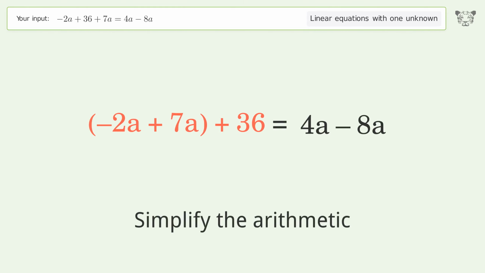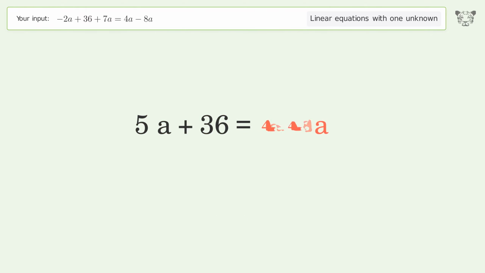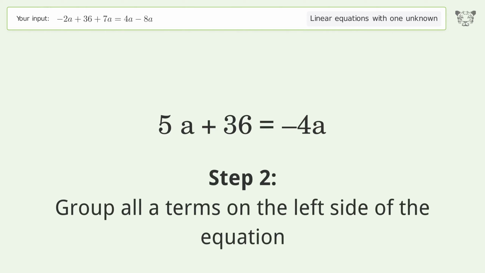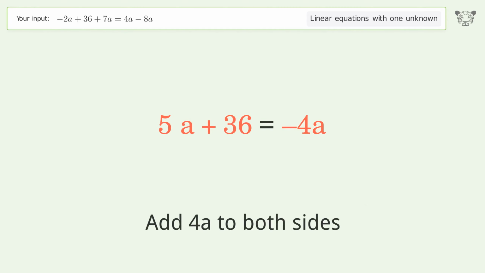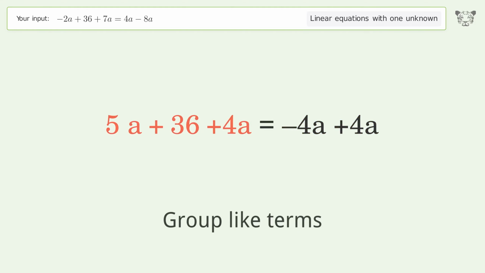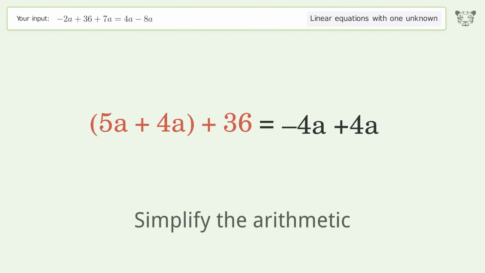Simplify the arithmetic. Group all a terms on the left side of the equation. Add 4a to both sides. Group like terms. Simplify the arithmetic.